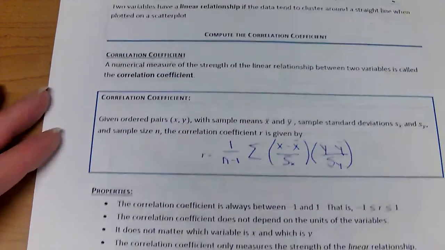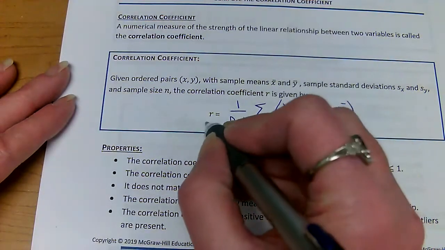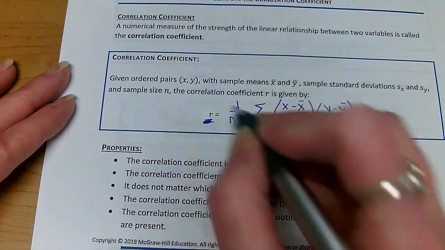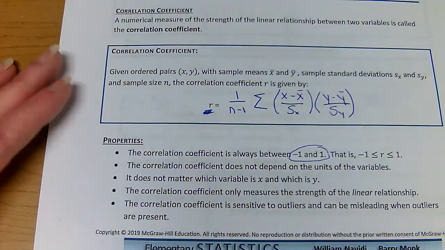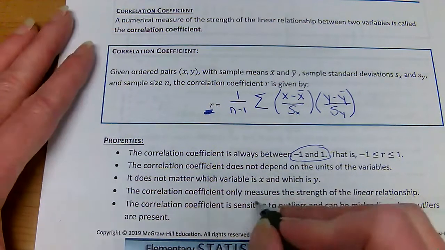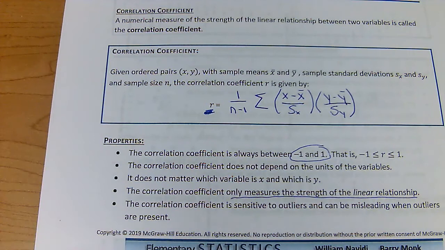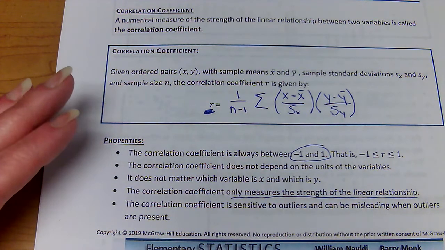Now, this value is always going to be between -1 and 1. It's represented with an R too. I should mark that. It's an R. The correlation coefficient does not depend on the units of the variables, and it doesn't really matter which variable is X and which one's Y, but it will only measure the strength of a linear relationship. Now, we have to be careful. It is sensitive to outliers and can be really misleading when outliers are present. So that's something we have to be cautious of.